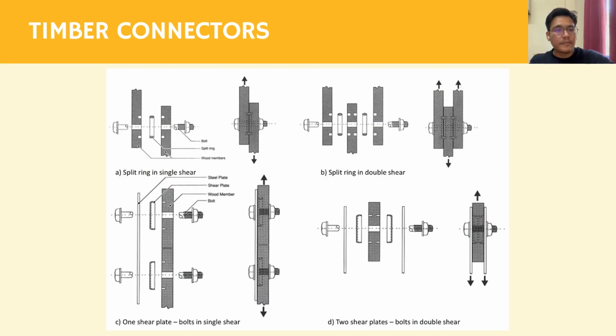The first ones are A and B, which use the split ring, focusing on wood to wood connection. As you can see in diagram A, it can be used to connect two woods by putting the split ring in the middle of the woods and holding both woods with a bolt, creating a single shear connection. Same goes with B, but instead of two woods, it connects three woods, creating a double shear connection. For C and D, it uses a shear plate to connect metal sheets to a timber. The same concept applies here. As with the split ring, the shear plate is put between the metal plate and the wood member to connect them. Same goes with D, but with two metal sheets, one on each side of the wood.